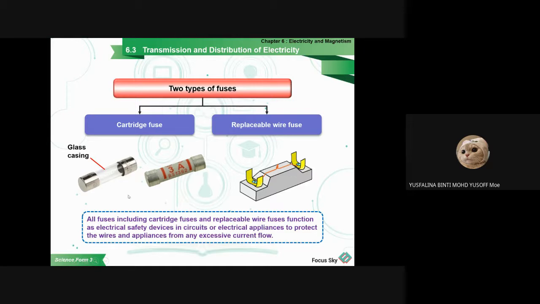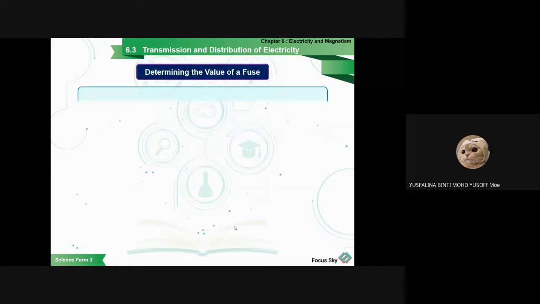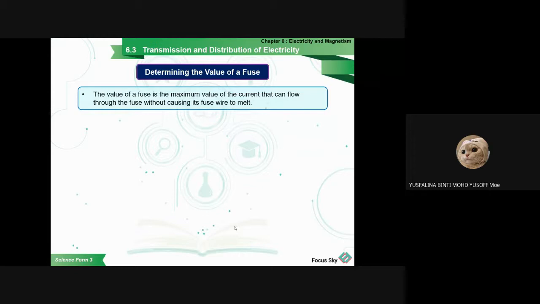So all fuses, including cartridge fuses and replaceable wire fuses, function as electrical safety in a circuit and for the electrical appliance, to protect the wires and appliances from excessive current flow. So this is the metal cap, and this is the fuse wire. The value of the fuse is the maximum value of the current that can flow through a fuse without causing its fuse wire to melt.